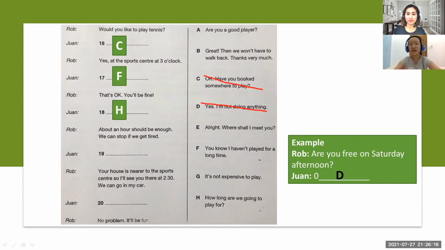All right. Where shall I meet you? Your house is nearer to the sports center. So I'll see you there at 2:30. We can go in my car. Great. Then we won't have to walk back. Thanks very much. No problem. It'll be fun.